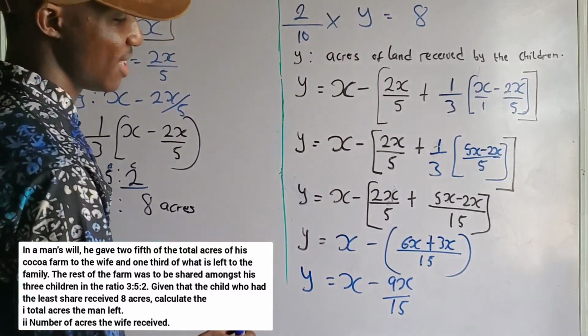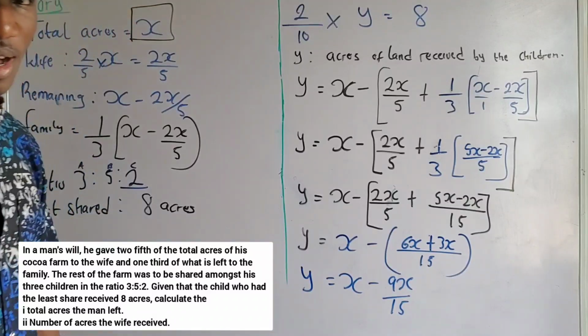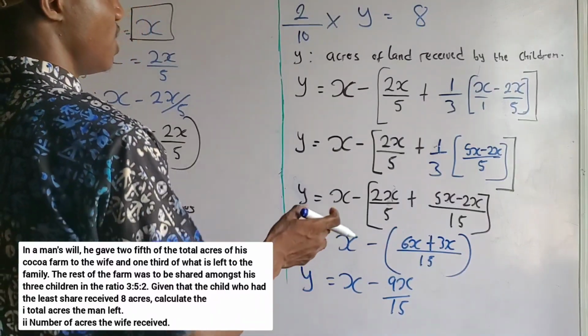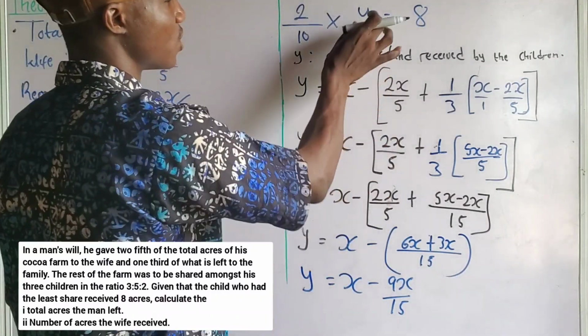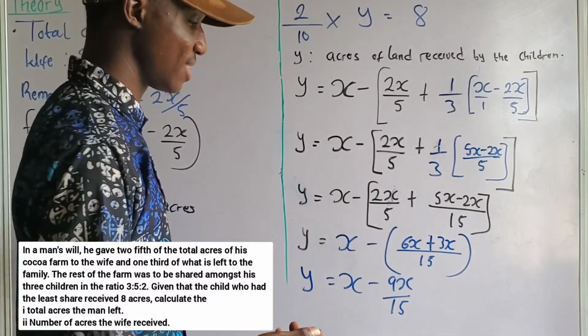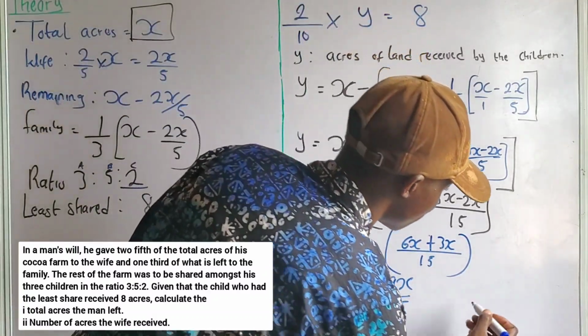So we can still take the LCM. I'm very sure you are aware of that. So let's take the LCM. We just want to simplify so that we can substitute what we have as the value of y here. Then you just solve for the value of x. Do you understand? Okay, so you can still simplify it.